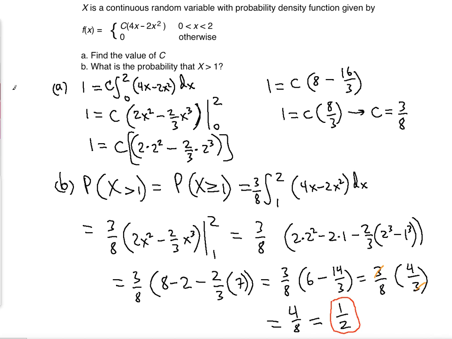This is the probability, given the probability density function, that the random variable will exceed 1.